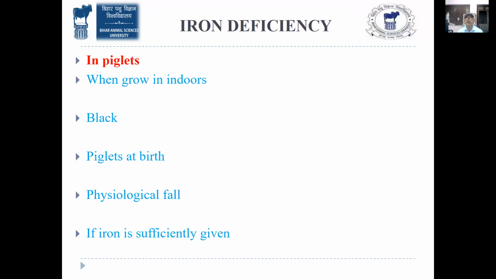Piglets at birth have 9 to 11 gram per deciliter hemoglobin, but on the physiological pulse it reaches down to 4 to 5 gram per deciliter at 8 to 10 days of their life. If iron is given sufficiently, hemoglobin starts returning to normal from the 10th day, otherwise they develop anemia due to fast growth.